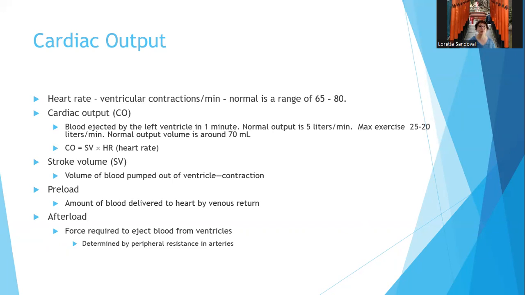So the cardiac output is the stroke volume times the heart rate. Okay, and we'll talk about this a little bit. So stroke volume is the amount of blood pumped out of the ventricle during a contraction, during systole. The preload is the amount of blood delivered to the heart by venous return. And you can think of preload as pre-stretching the cardiac muscle. The afterload is the force required to eject the blood from the ventricles. So afterload is somewhat determined by peripheral resistance in the arteries.